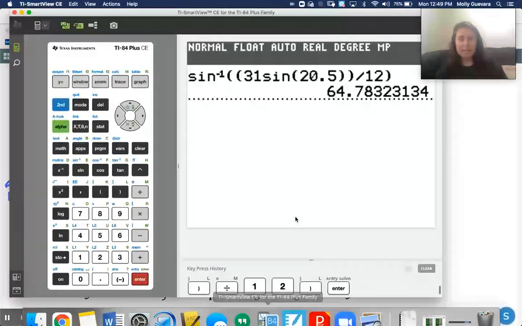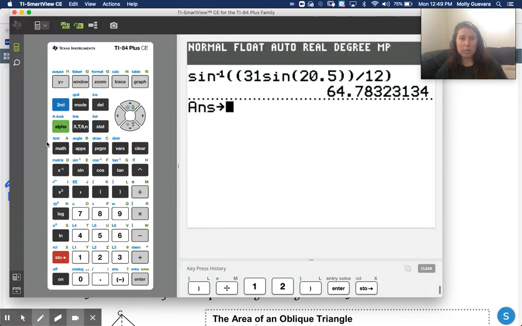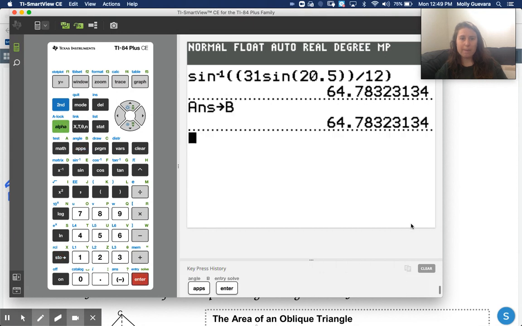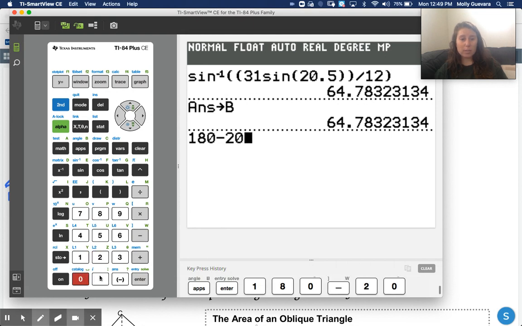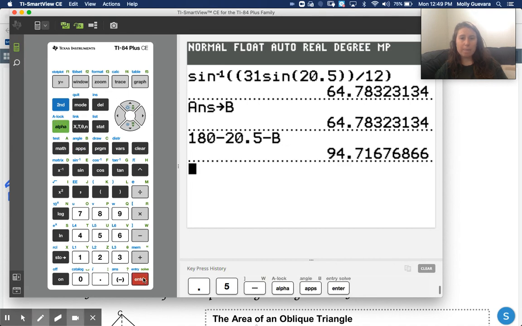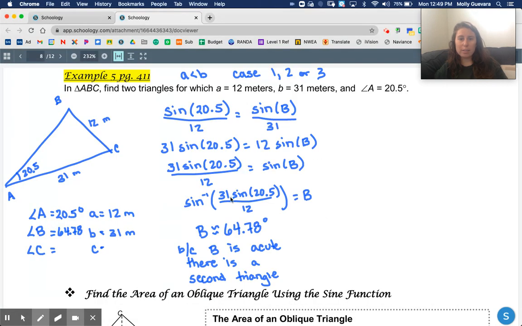So I'm going to take this B value and I'm going to store it under B. Okay. Now I can find C easily, right? I do 180 minus 20.5 minus B. And I get 94.72 degrees. Okay. And then now I can use law of sines again to find side C.